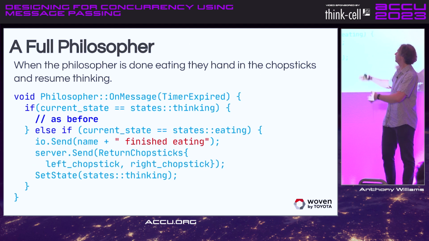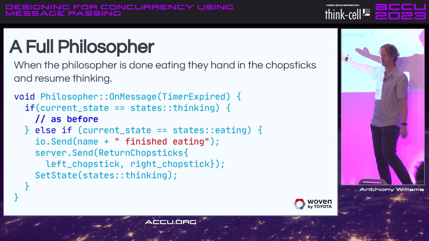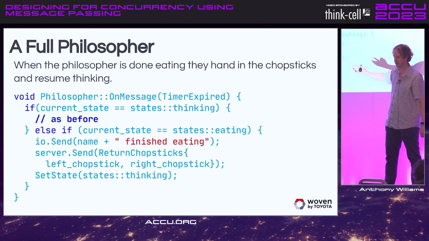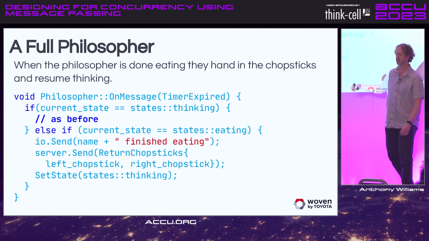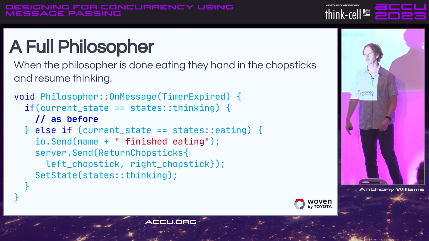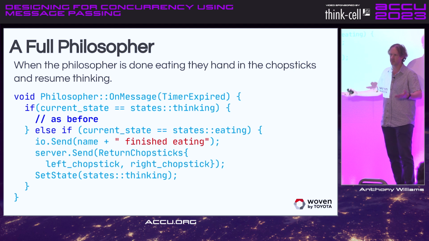And then in our timer expiry, again, now we can say, well, when we're eating, if we receive a timer expiry, then we know we're finished eating. We can send an I/O message for that. And then we can return some chopsticks. And then we can go back to thinking. It's all simple handlers for a simple state machine.